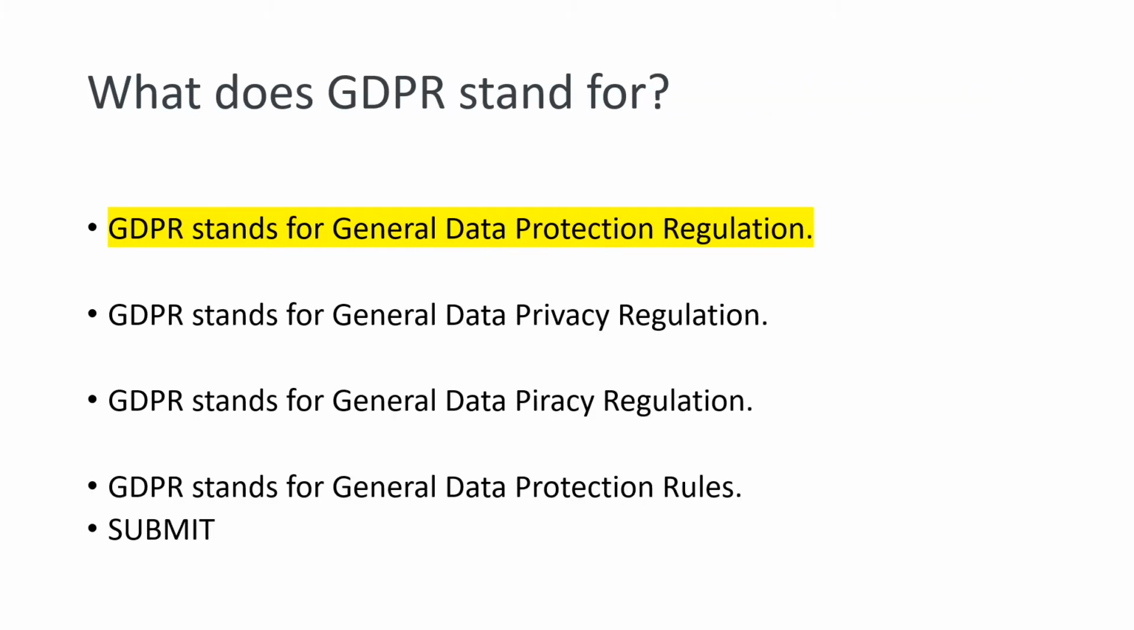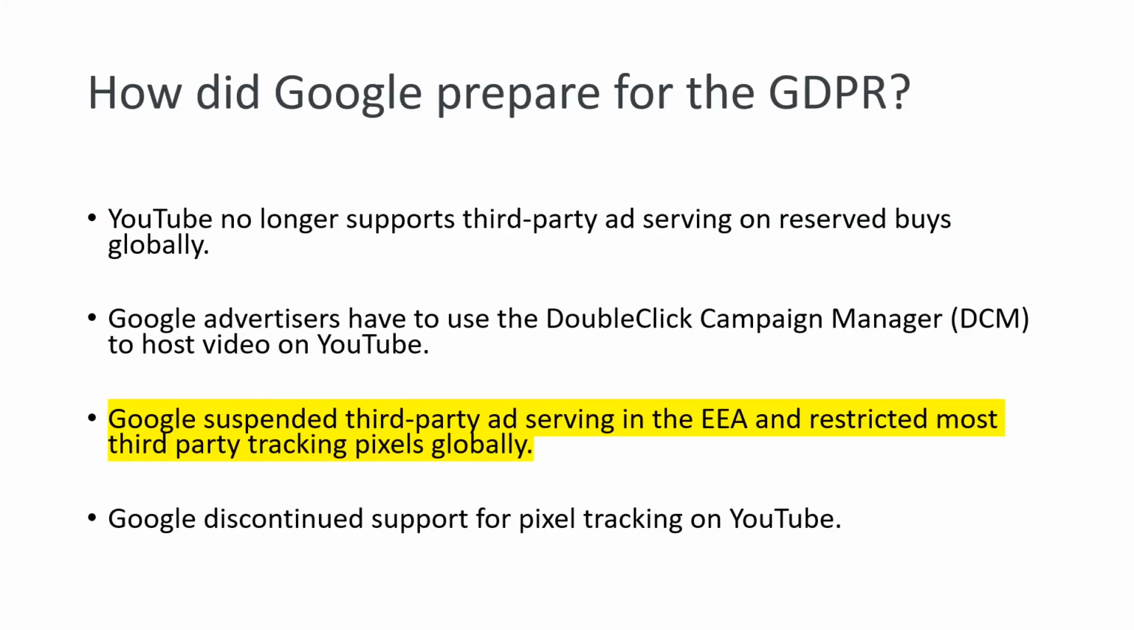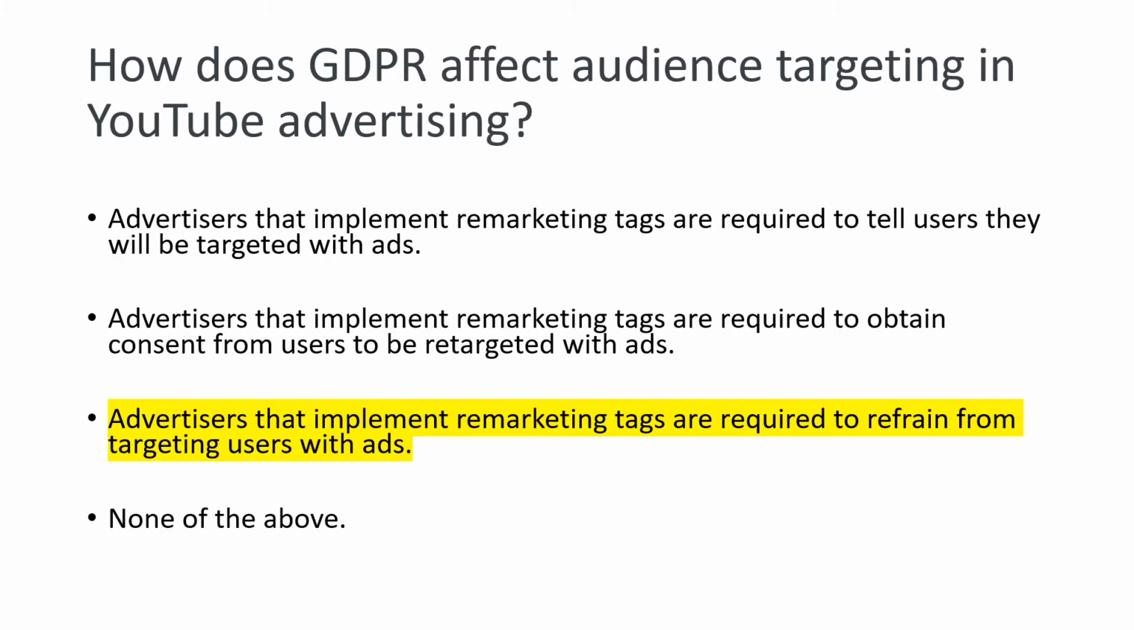93. What does GDPR stand for? GDPR stands for General Data Protection Regulation. 94. How did Google prepare for the GDPR? Google suspended third-party ad serving in the EEA and restricted most third-party tracking pixels globally. 95. How does GDPR affect audience targeting in YouTube advertising? Advertisers that implement remarketing tags are required to refrain from targeting users with ads.